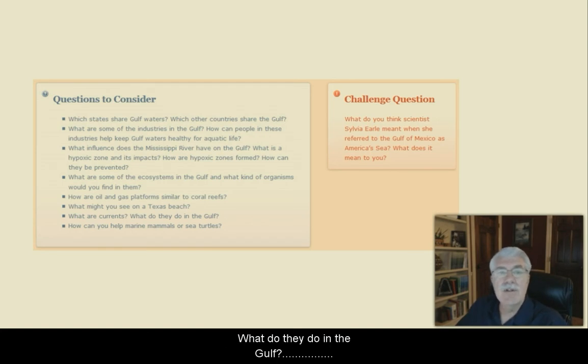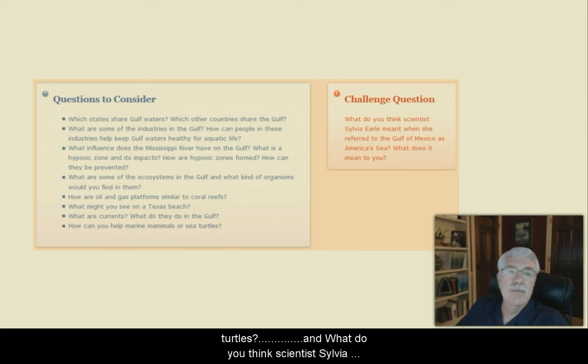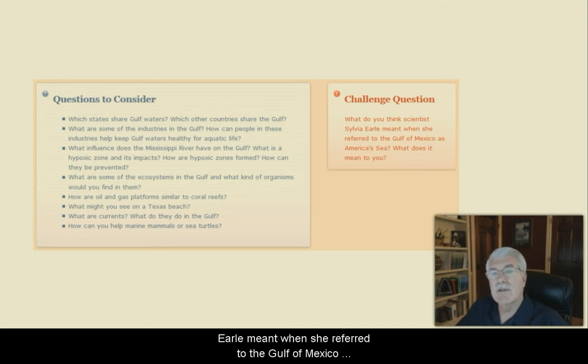What might you see on a Texas beach? What are currents? What do you think they do in the Gulf? How can you help marine mammals or sea turtles? And what do you think scientist Sylvia Earle meant when she referred to the Gulf of Mexico as America's Sea? What does it mean to you?